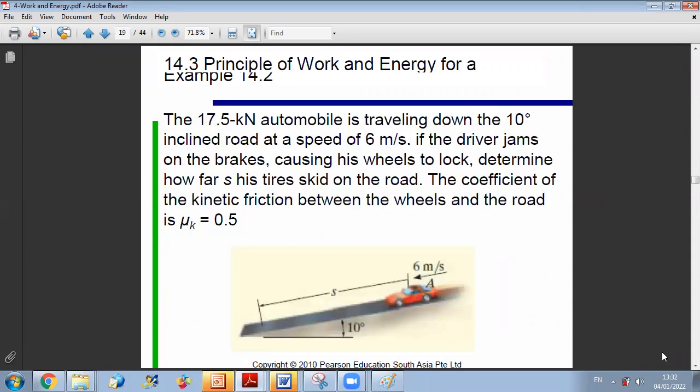The 17.5 kilonewton car is traveling down the 10 degrees inclined road at a speed of 6 meters per second. If the driver jams on the brakes, causing his wheels to lock, determine how far his tires will skid on the road. The coefficient of kinetic friction between the wheels and the road is mu k equal to 0.5.